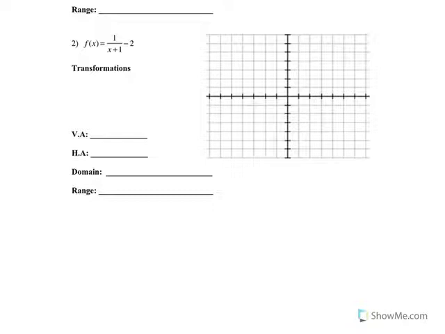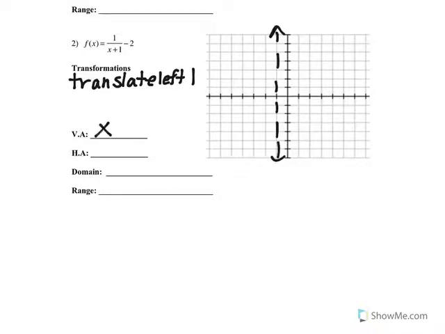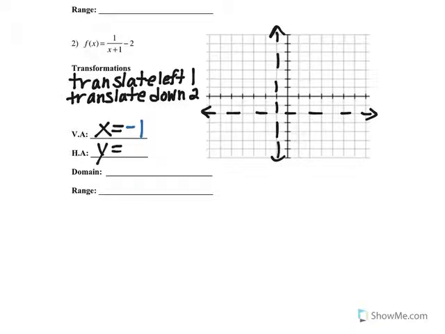Okay, here we're going to translate left 1. So that means our vertical asymptote is going to be at negative 1. Notice I'm drawing that in and then identifying it right after. Put that in blue. Then we're going to translate down 2, because we have a minus 2 on the outside. That's where your horizontal asymptote line is going to go, and that will be at y equals negative 2.